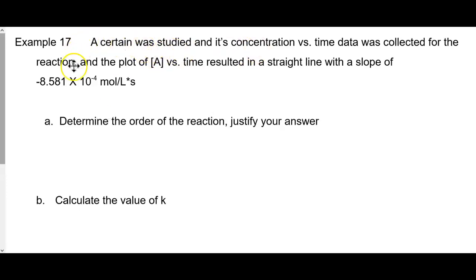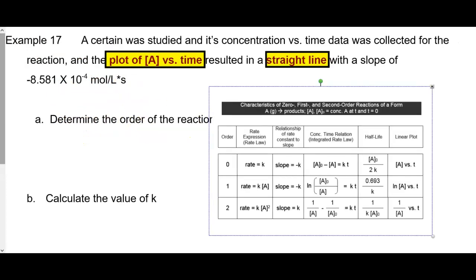So what I'm doing here is I'm telling you that there is a straight line when I plot concentration versus time. And then the slope of that straight line is this. So this information is given as if you had graphed it. What you're imagining for a moment is that this was graphed from data and you got a straight line. The straightest line, the most linear plot of the three plots, was when you plotted concentration versus time, and then you took the slope of that line and you were able to get this value. So from that, we're going to determine the order of the reaction, and we're going to justify our answer.